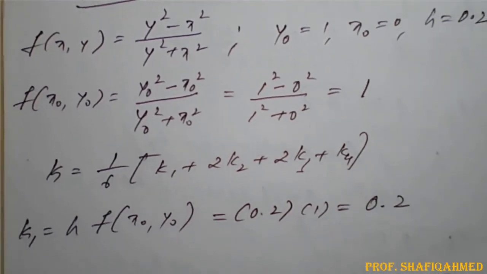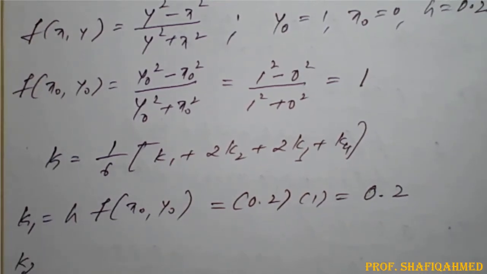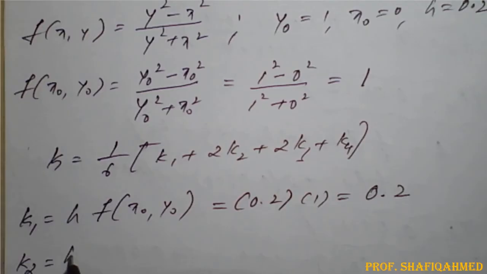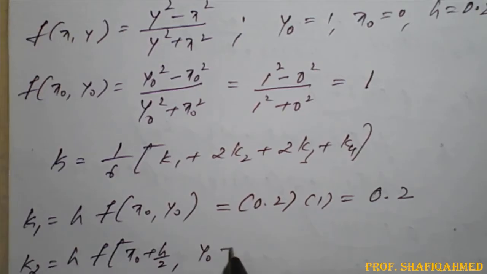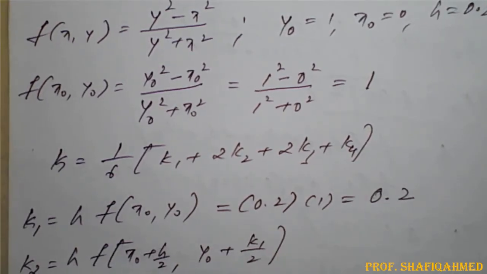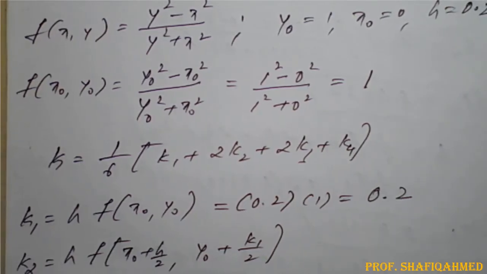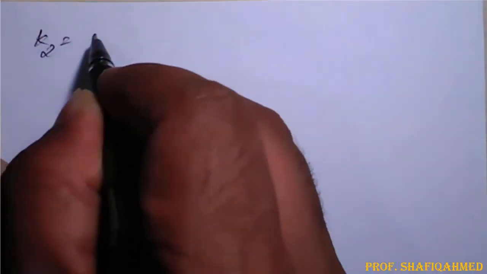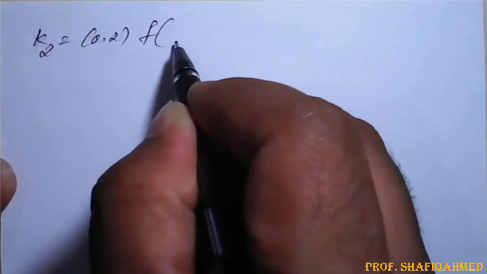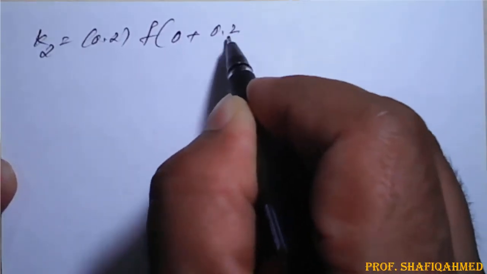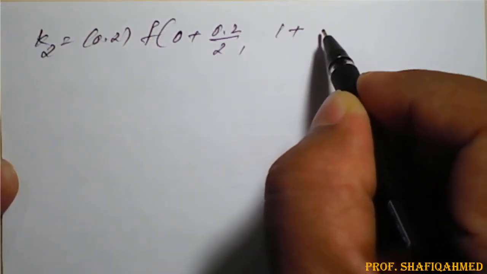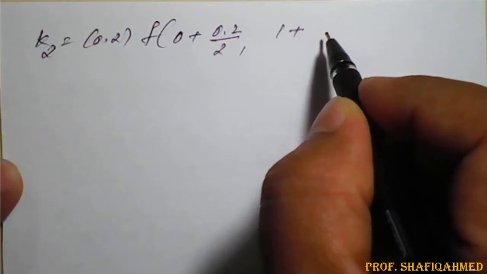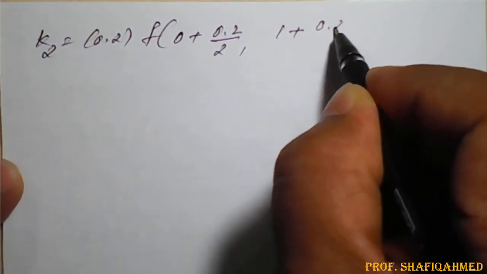So once we got k1 value, next we'll go for second value of k, that is k2 is equal to h into f of (x naught plus h by 2) comma (y naught plus k1 by 2), which is nothing but k2 is equal to h is 0.2, f of x naught is 0, h is 0.2 divided by 2, y naught is 1 plus k1 value. So we got k1 value as 0.2 divided by 2.